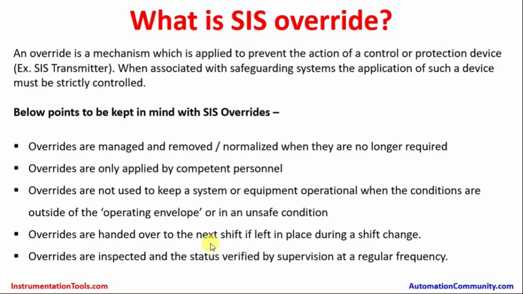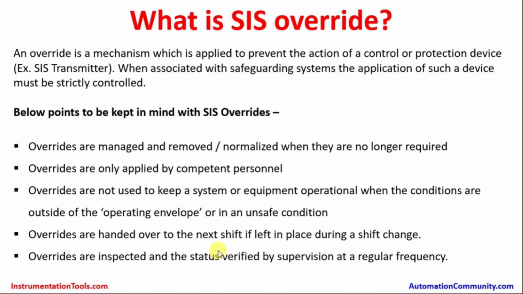So the operators who are operating the plant are aware of the override which has been applied on a particular equipment or vessel. But when the next shift comes, the new operator coming in may not be aware of this. So the first shift operator who applied the override needs to inform the second shift operator to take care of this, and as per the timeline and the maintenance procedures, this has to be restored back to normalcy. So overrides are inspected and the status verified by supervision at a regular frequency.